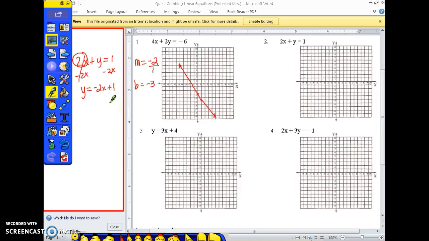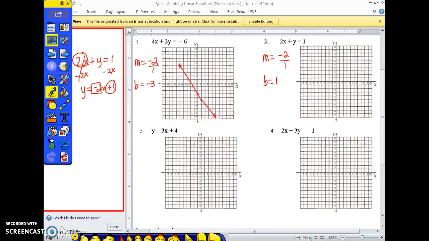Then I look to see if y is by itself. Y is by itself, so I'm done. I identify my slope and my y-intercept. Remember, your slope is the coefficient in front of x. Do not include your x. It's only the number. That is -2. Since it's a whole number, I put it over 1 because I want my slope to be rise over run. My y-intercept is the number by itself, which tells us where we start on the y-axis.